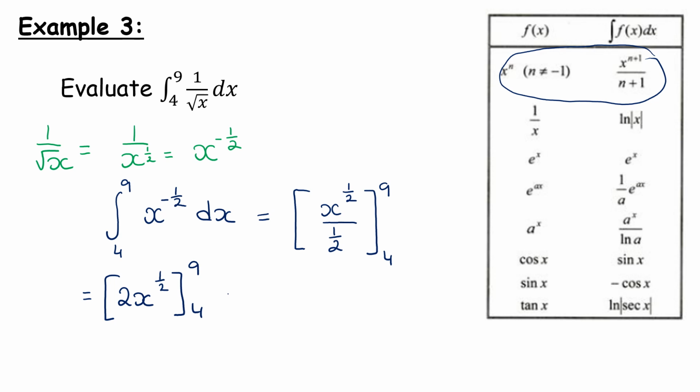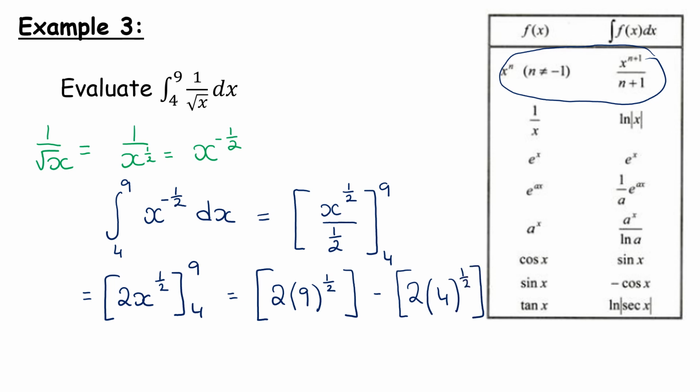So step 1 is we sub in the upper limit. So this is 2 times 9 to the power of a half. If you prefer, you can put that back as a square root. You don't have to, but you can. And you could do it a little bit quicker in your head. So we end up with 2 times 9 to the power of a half. And that's your first answer. Take away 2 times 4 to the power of a half, which is your second answer.